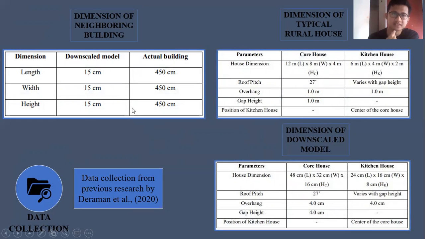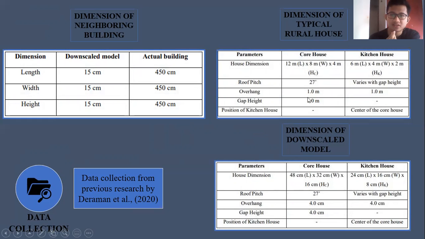Okay, this is the data. This is the dimension for the main building. This is the dimension of a typical rural house. The model has been scaled down by 25. So the dimensions of the model that has been used are 48 cm for length, 32 cm width, and 60 cm for height of the kitchen.